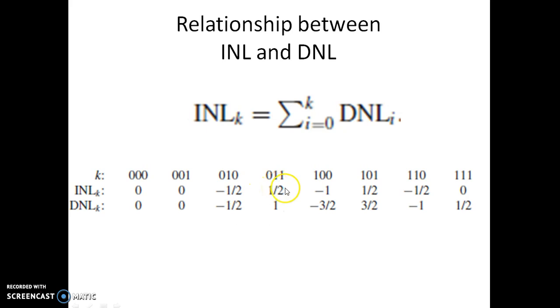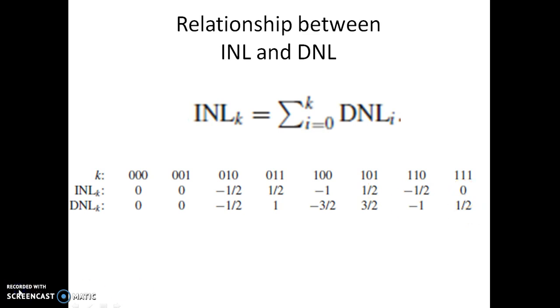Likewise, if you want to find the INL of 111, you add all the DNLs starting from 0 to 7. It is 0 plus 0, nothing, this is minus half, so this will become plus half. Next it is minus 1, next it is plus 0.5, next it is minus 0.5, then it is 0. Minus 0.5 plus half is 0. So that's how we get the INL as 0.